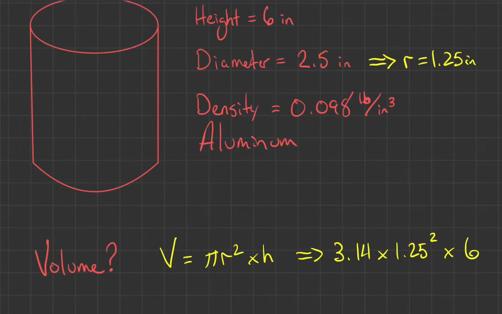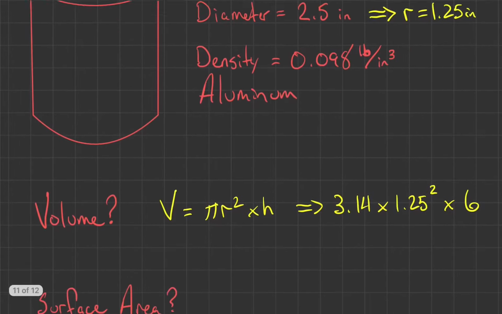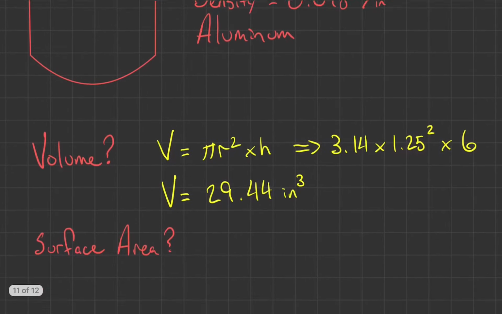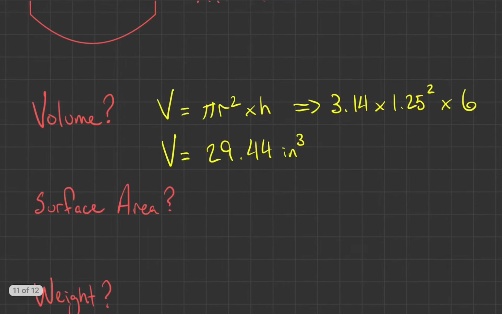We were given that. Okay, so when you solve for volume, you're going to get V is equal to 29.44 inches cubed. Okay, so volume's pretty simple. Next one it wants us to solve for is surface area.